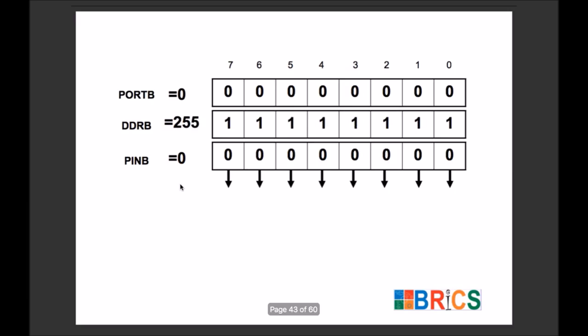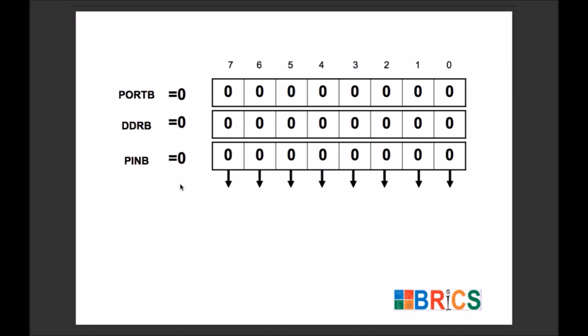The largest number which we can write on an 8-bit register is 255. If we write 255 on any register, all the bits of that register will become 1. Now we are left with the last register, called PINB. PINB is not a writable register. We don't have any direct facility to write something on PINB.